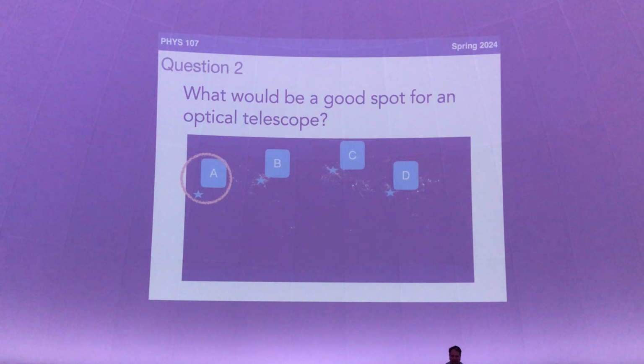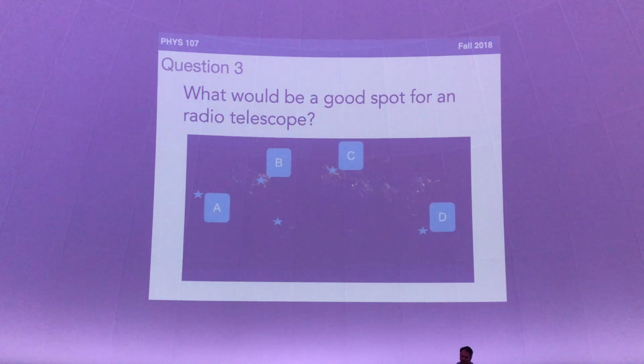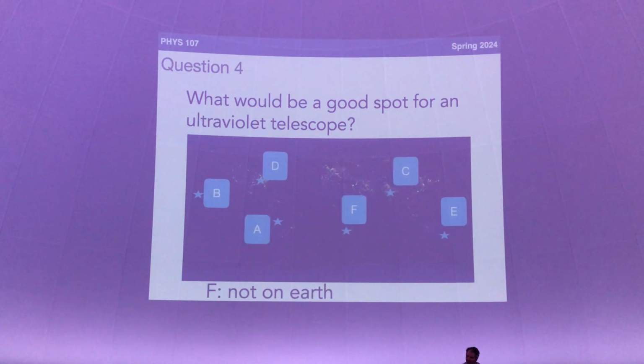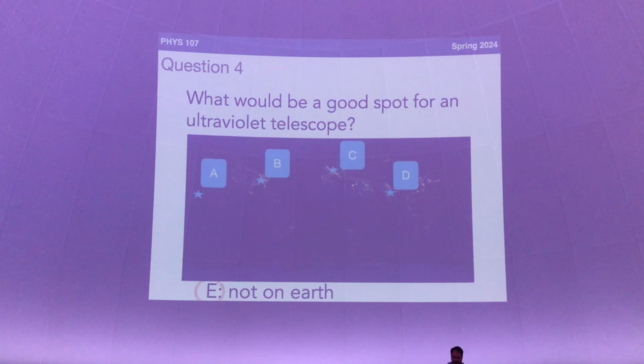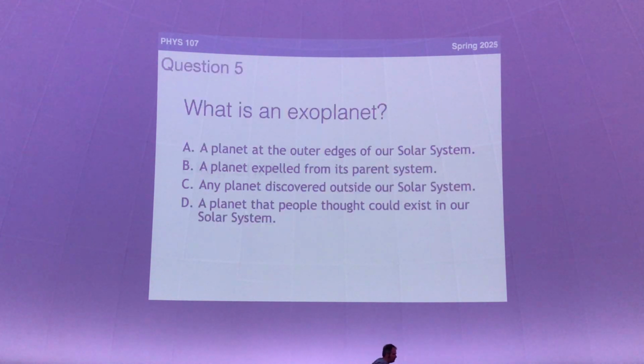So where do you put an optical telescope? Somewhere nice and dark, so you can see where all the people live with all their lights. And where you put a radio telescope, again away from people, and where you put an ultraviolet telescope, you don't put it on Earth, right? So you edit those slides. Essentially, I'm not going to ask that question because we did spend a class on telescopes. We just did it like 5 minutes. So if you come across something about telescopes, it'll be simpler.